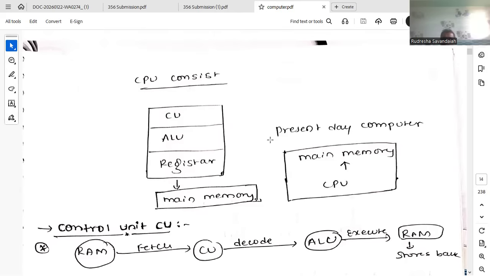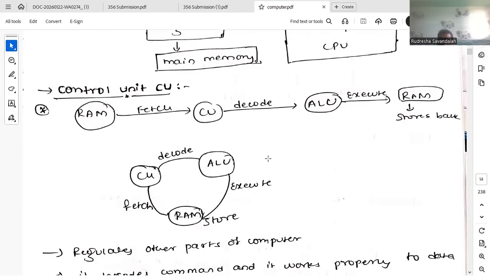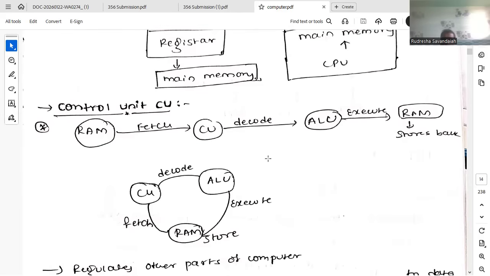CPU consists of, first, the CU control unit, ALU arithmetic logic unit, register, and main memory. These three things you keep in the main memory. In present-day computers, main memory and CPU. See control unit CU, RAM random access memory, CU decode, ALU arithmetic logic unit execute, random access memory store.